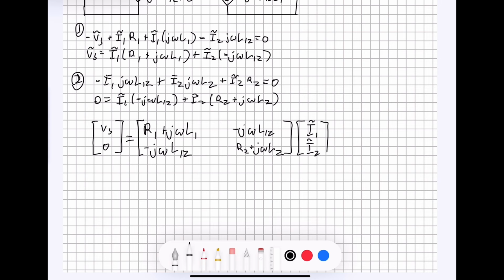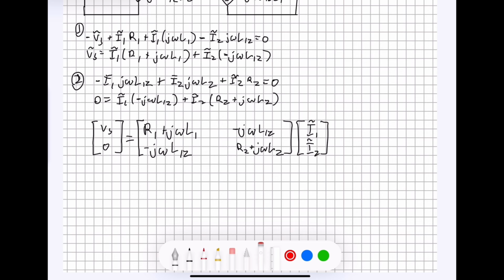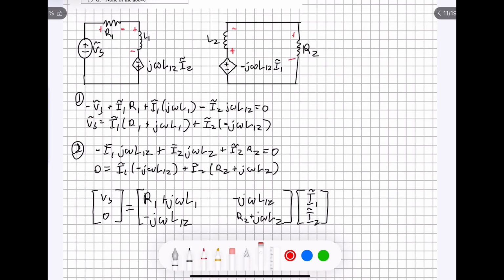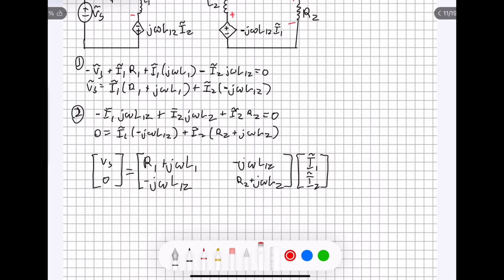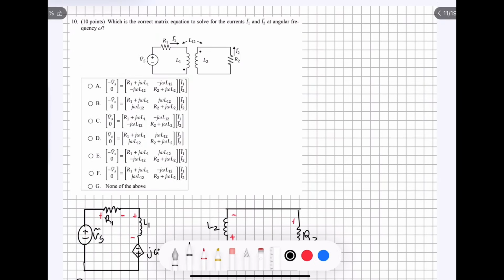over I2 tilde. And you'll notice that if you use matrix equation to multiply out these terms right here, you're going to get the exact same equations that you had up here. So we didn't really change these equations at all. We just wrote them in a different form. All right. And then looking at this matrix up here, we can see that it perfectly matches C right here, this matrix.